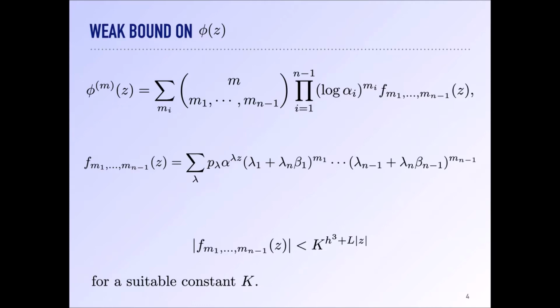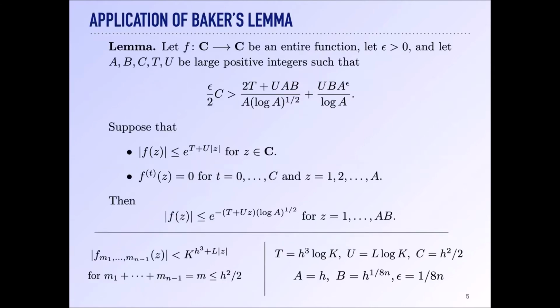And then the coefficients were exponential of h cubed. So there's a universal bound on this for all z's of k to the h cubed plus L times the absolute value of z. Now we're going to apply this Baker's lemma, and again, I don't expect everyone to follow all the details live in a talk, but I'll put the slides up later, and I try to make the slides so that you can actually check all details by looking at them later. So let me just point out what I think are the salient features here.